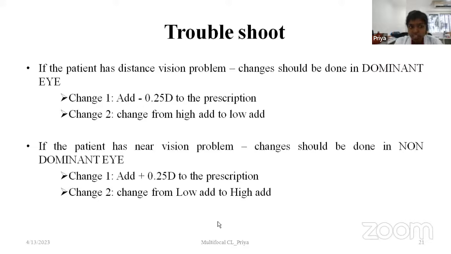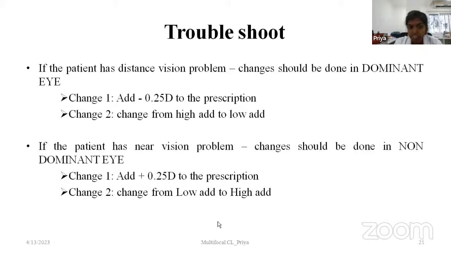Troubleshoot. If the patient has a distance vision problem, changes should be done in the dominant eye. First change, add minus 0.25 to the prescription. Second change, from high add to low add.